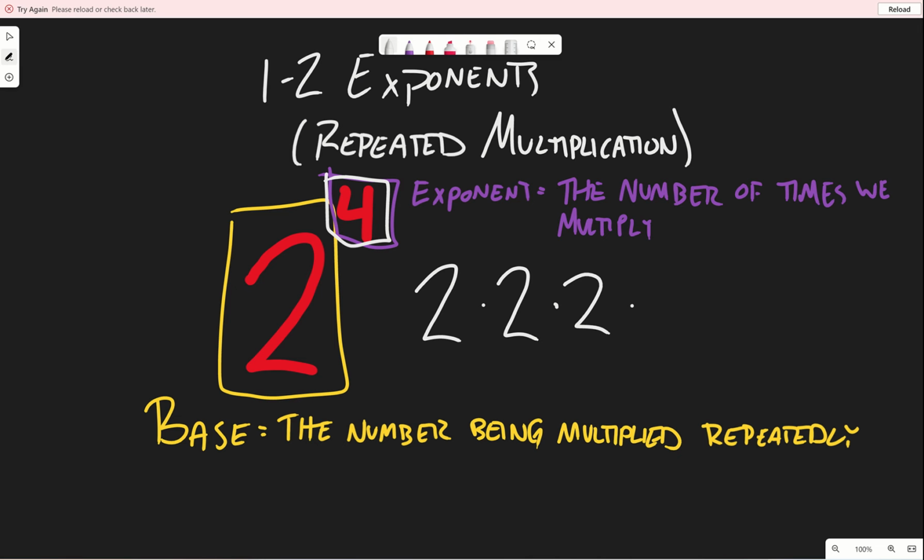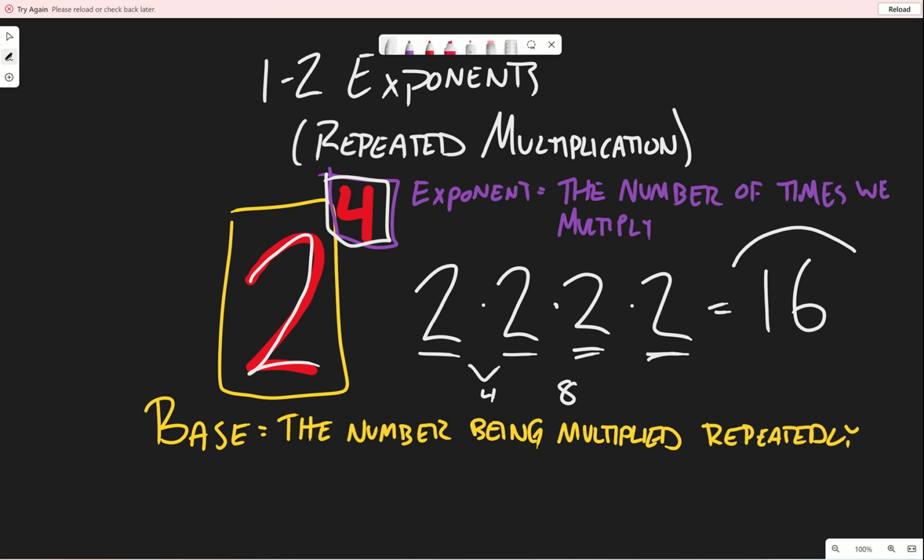This would be 2 times 2 times 2 times 2. Okay, it's because there's 1, 2, 3, 4 2's, and I'm multiplying my 2 four times. Then we go 2 times 2 is 4, times 2 is 8, times 2 is 16. That is my answer to this math problem, this exponent, this power. This is what the answer would be, 16.